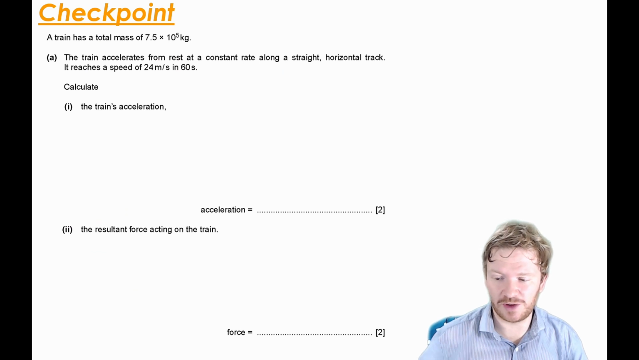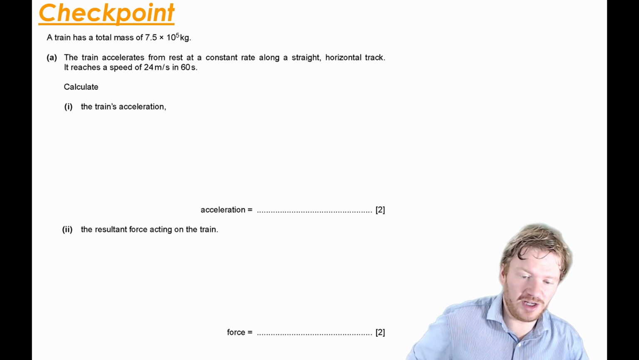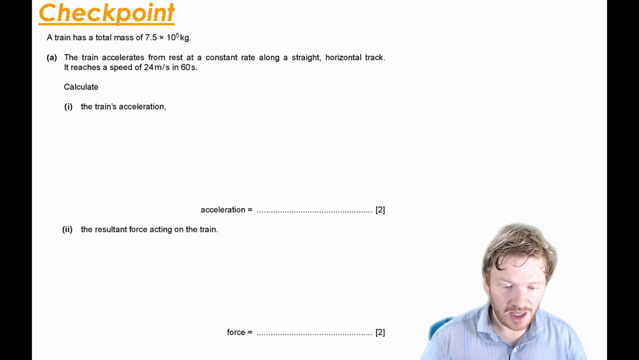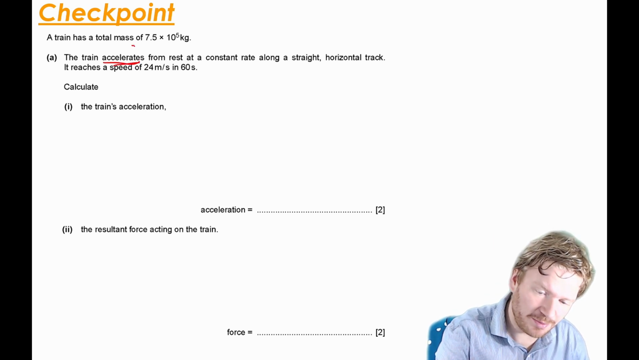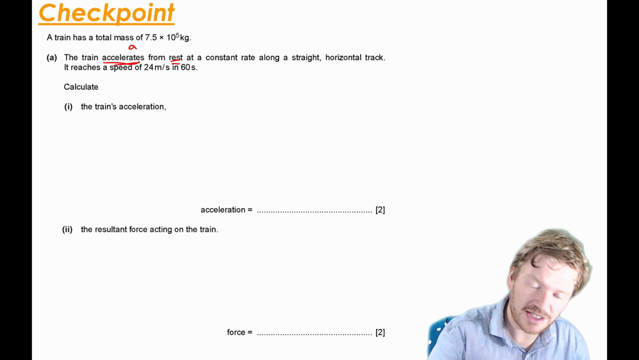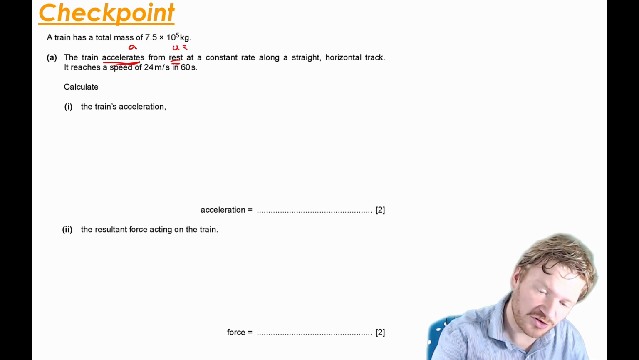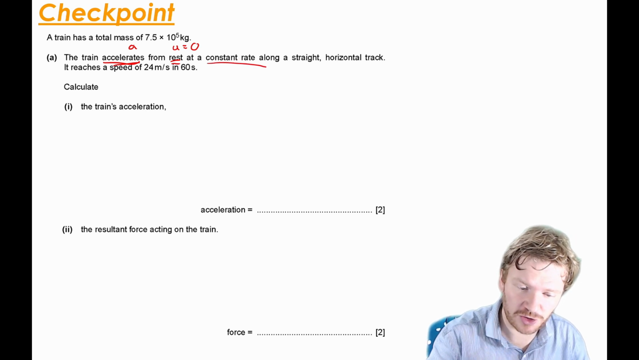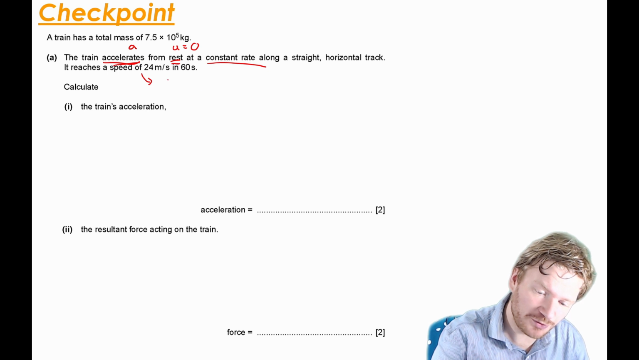So let's do a quick checkpoint and see how well we've understood that. I want you to imagine that I have a train with a total mass of 7.5 times 10 to the 5 kilograms. That's quite neat. There's no conversions or anything that we need to do there, so I'm quite happy with that. And it says the train accelerates, so I might remember that's got the symbol a, from rest. Now from rest, this means that my initial velocity u is 0. At a constant rate, that might be important, along a straight horizontal track. It reaches a speed of 24 meters per second, so there I can say v is 24, and it takes 60 seconds, which is t. t is 60.